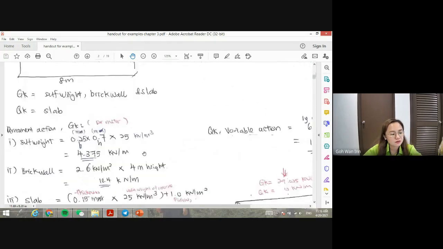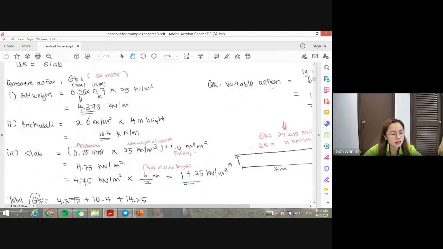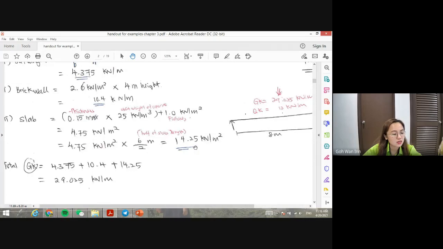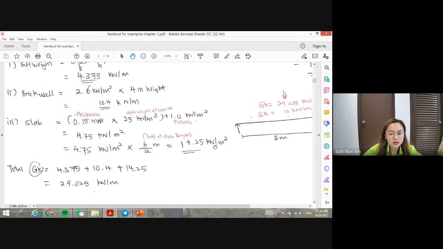Okay? So this unit is wrong, please help me to correct it. It's supposed to be meter only. So it's 14.25 kilonewton per meter. When you print it out, make sure you correct it.